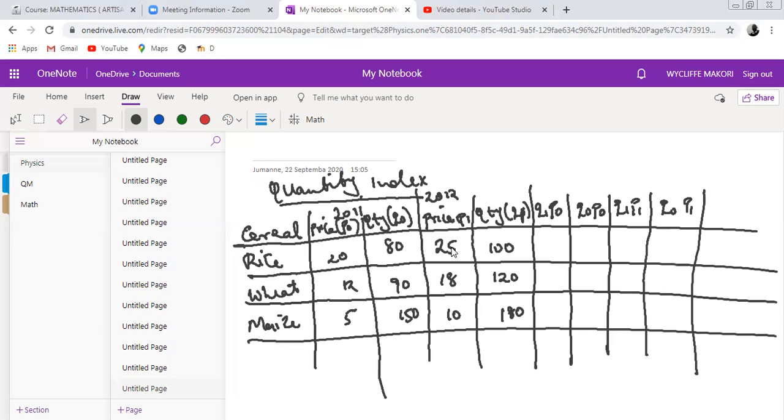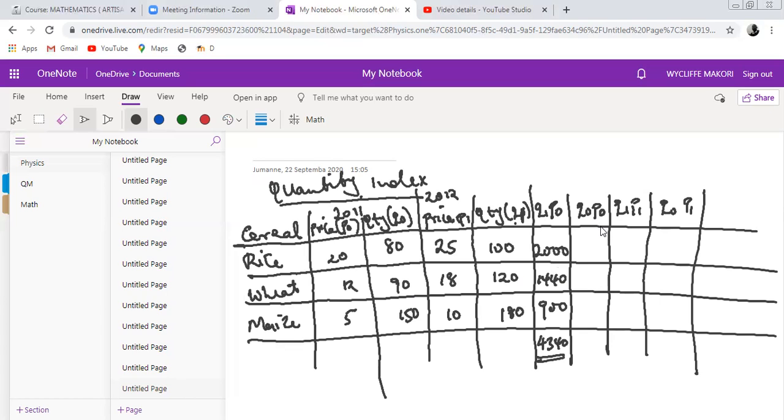For Q1P0, our Q1 is this column times P0, which is this column. If we multiply this, we are going to have 2000 here. We multiply this and this, we have 1440. 180 times 5 is going to give you 900. If you sum this column, you get a total of 4340 for Q1P0.